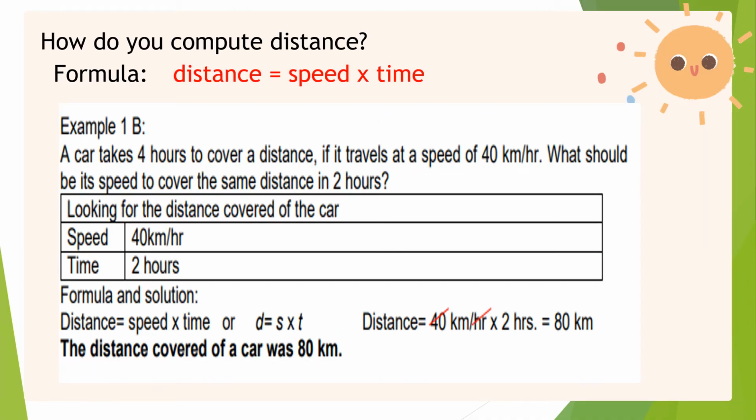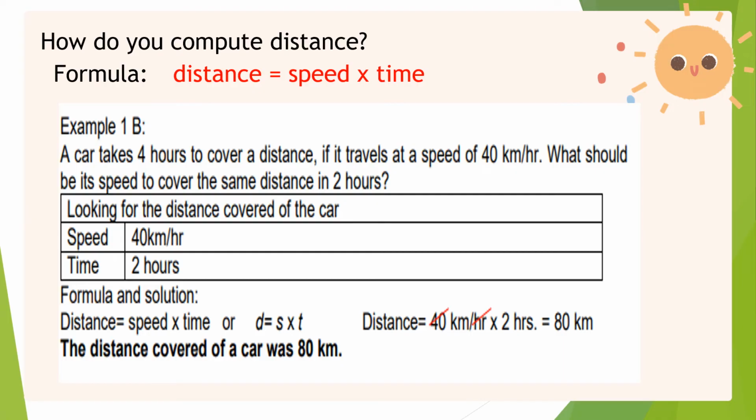Let me show you how to compute distance using the formula distance equals speed times time. So in this scenario, a car takes 4 hours to cover a distance at a speed of 40 km per hour. So the question is, what should its speed be to cover the same distance in just 2 hours?